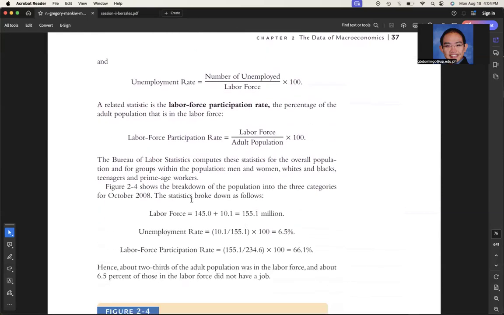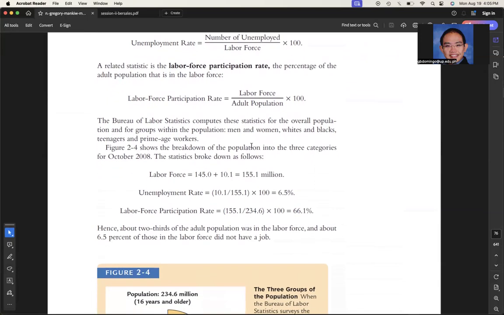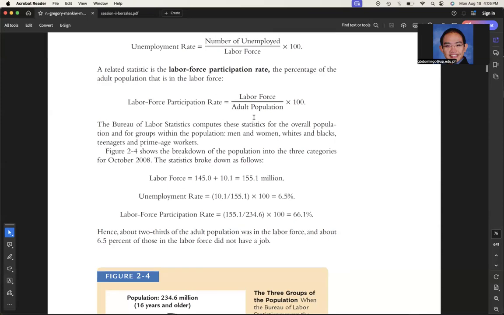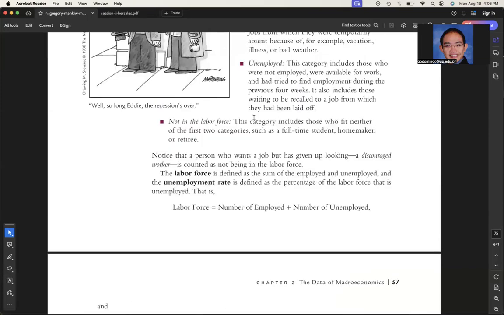So in the United States, these are the statistics. 155 million, that's a lot. Huge labor force. Unemployment rate of 6.5%. Labor force participation rate of 66.1%. Okay. So take note that labor force participation is a fraction not of total population, but of adult population. So these are people who, what is labor force?